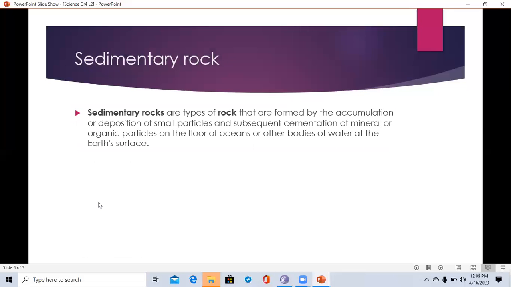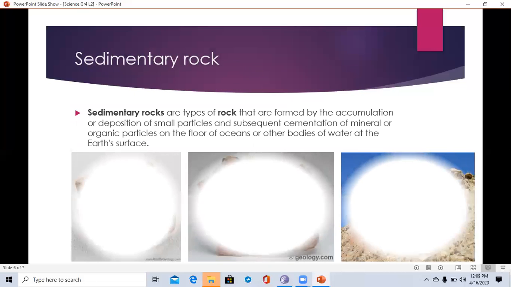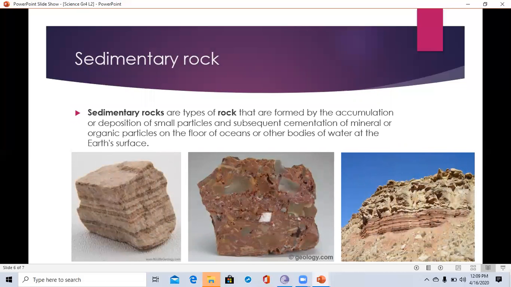Then you get sedimentary rock. Sedimentary rocks are types of rock that are formed by the accumulation or deposition of small particles and subsequent cementation of mineral or organic particles on the floor of an ocean or other bodies of water on Earth's surface. So there are 3 types of sedimentary rock that we can see there.